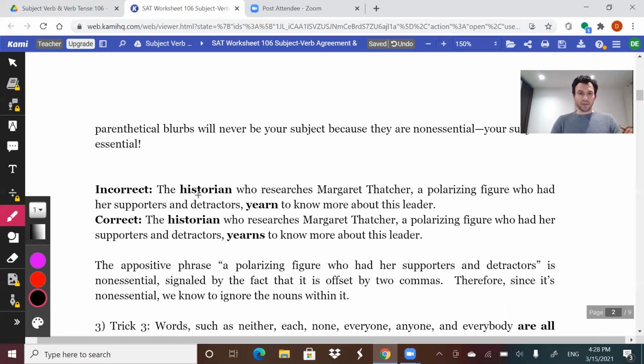So let's look at this one. The historian who researches Margaret Thatcher, comma, a polarizing figure who had her supporters and detractors, comma, yearned to know more about this leader. Well, our subject is really the historian. So it's the historian yearns. A polarizing figure, the part between the two commas, is all junk. So the minute you know that you're being tested on subject-verb agreement, you know to ignore anything offset by two commas or dashes, anything that's non-essential.